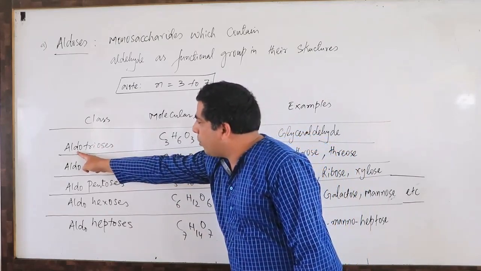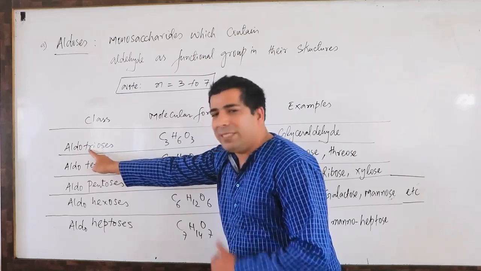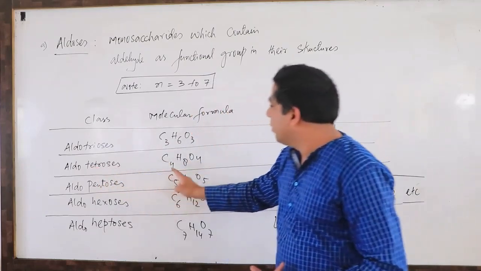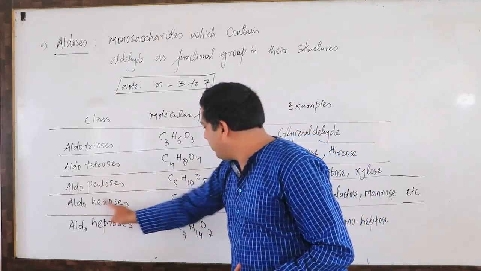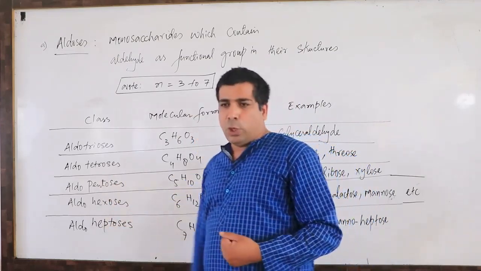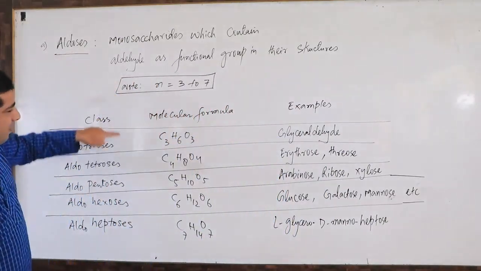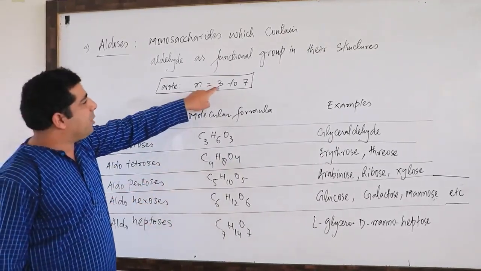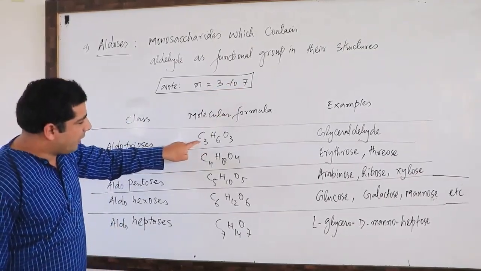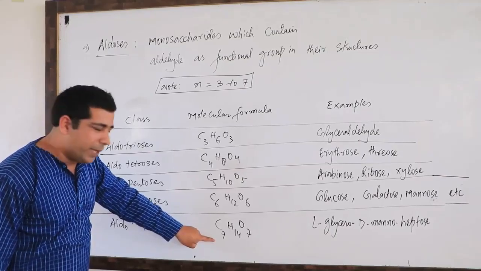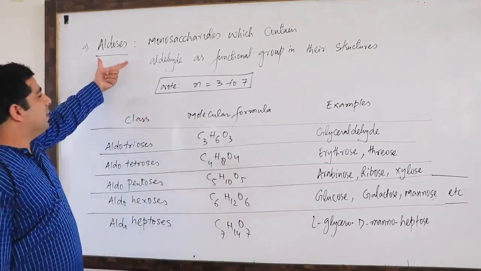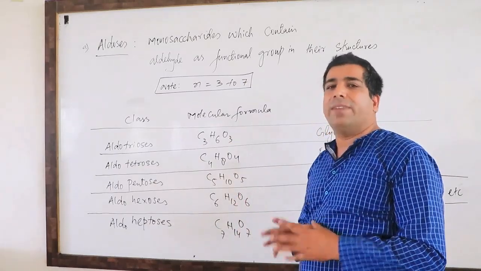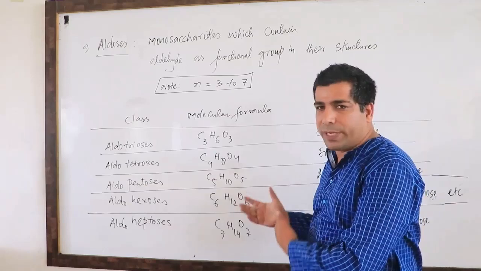If you look at the first, it's aldotriose. Tri basically means 3, so here we have 3 carbon atoms. Tetra means 4 carbon, pent means 5, hex means 6, and hept means 7. These are all examples of aldoses containing 3 to 7 carbon atoms. And obviously, as they are aldoses, they will also contain aldehyde in their structure. If you look at all these molecular structures, they have aldehyde in them. I'll give 1 or 2 examples to demonstrate that.